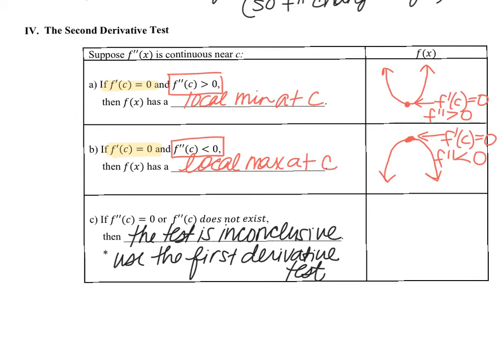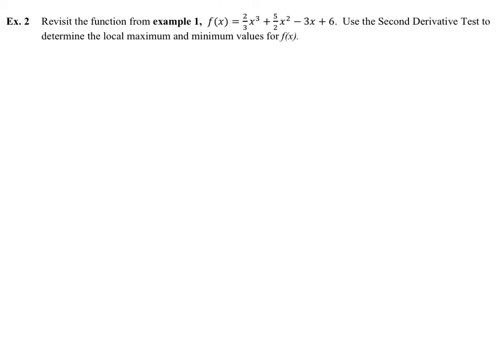So let's take a look at an example. Let's revisit a function that we've looked at in a previous video. F of x equals 2/3 x to the third power plus 5/2 x squared minus 3x plus 6. And this time, let's use the second derivative test to determine the local maximum and minimum values for this function. So we're going to notice that the domain is all real numbers since this is a polynomial function. I always like to note the domain in case we have any discontinuities, anything weird going on.